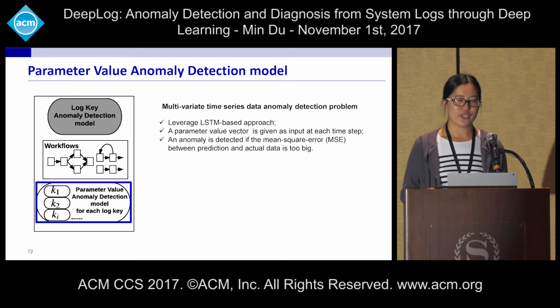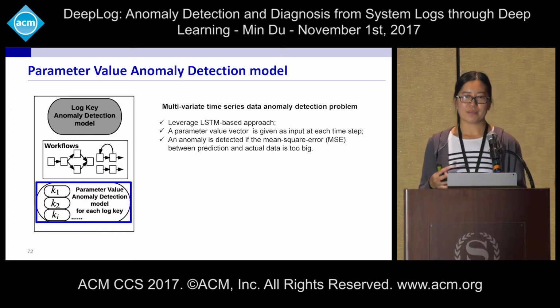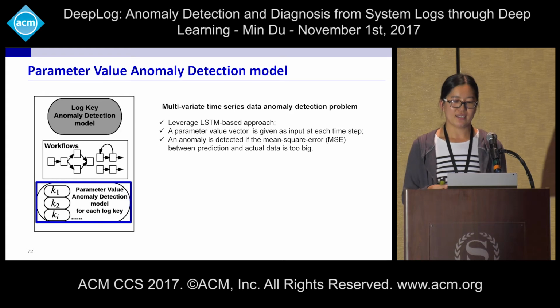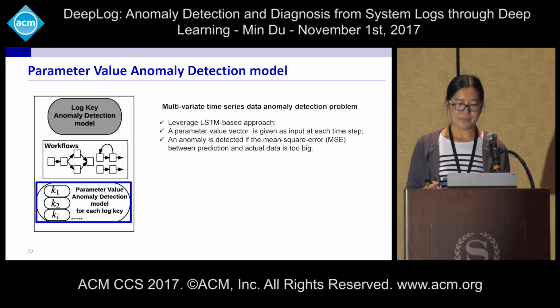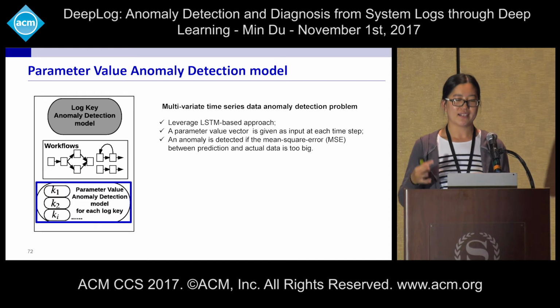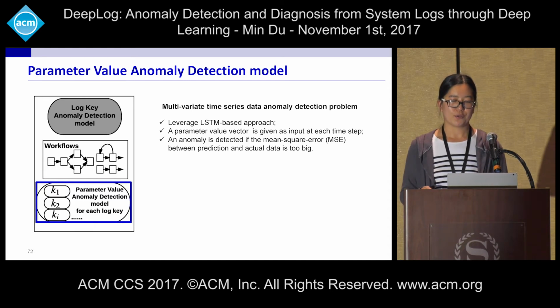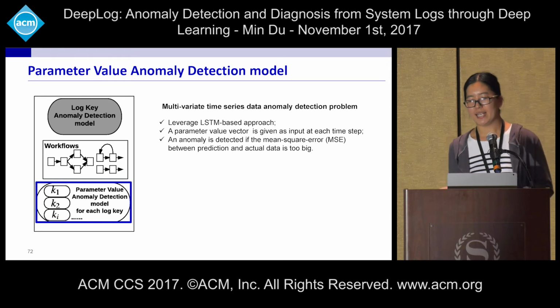But instead of using a log key as the input at each time step, as in the previous log key anomaly detection model, here we actually use the parameter value vector directly as the input at each time step. And then in the detection stage, we check the mean square error between the predicted parameter value vector and the actual parameter value vector. If this mean square error is too big, there might be an anomaly.